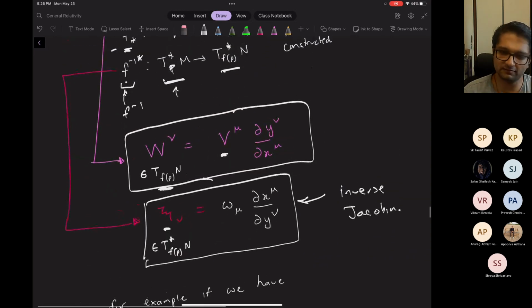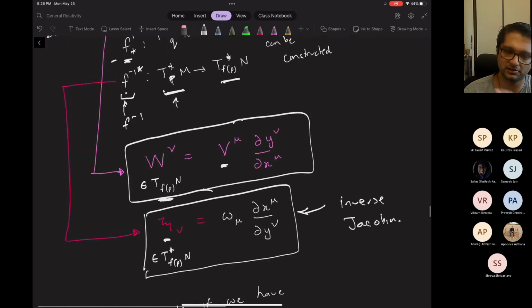Okay, so you can have push forward and pull back of vectors and dual vectors. But the important point is that this is only valid if you have a diffeomorphism. If it's not a diffeomorphism, you can only push forward vectors and you can only pull back dual vectors.